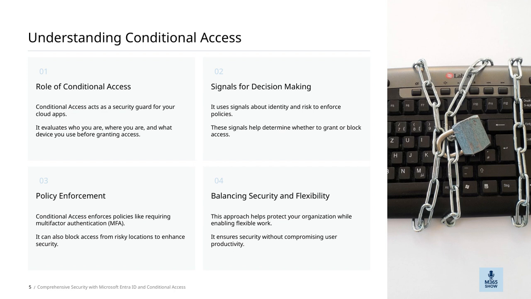The system relies on signals about the user's identity and the risk level associated with a specific access attempt. These signals are used to make real-time decisions, whether to grant or block access, based on the policies we've set. Think of conditional access as a security guard for our cloud apps. It evaluates not just who you are, but also where you are and what device you're using before allowing entry. This layered approach ensures that only trusted users and devices can access sensitive resources, aligning with our overall goal of maintaining a secure yet flexible digital environment.